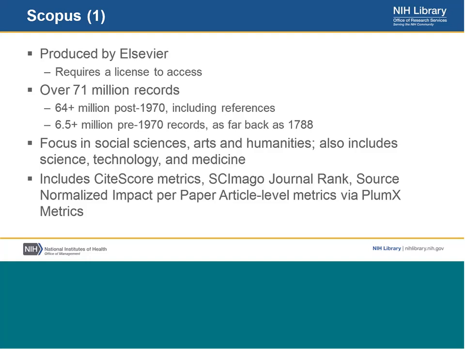Within Scopus, you have access to CiteScore metrics, SCImago Journal Rank, source normalized impact per paper, and article level metrics via PlumX metrics. So when you're using Scopus, you get a lot of other metrics built in right when you're searching.